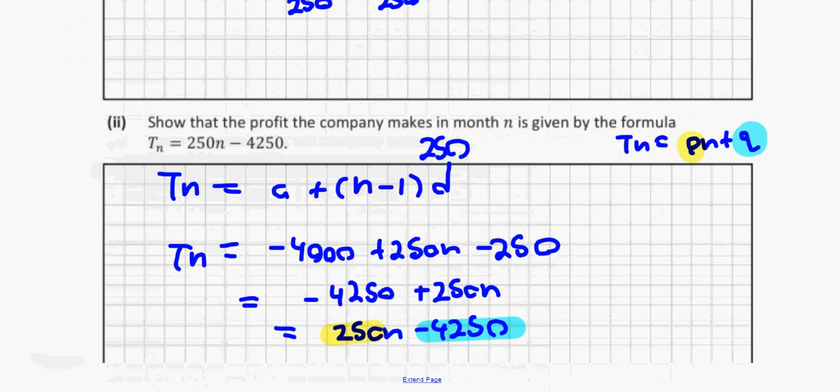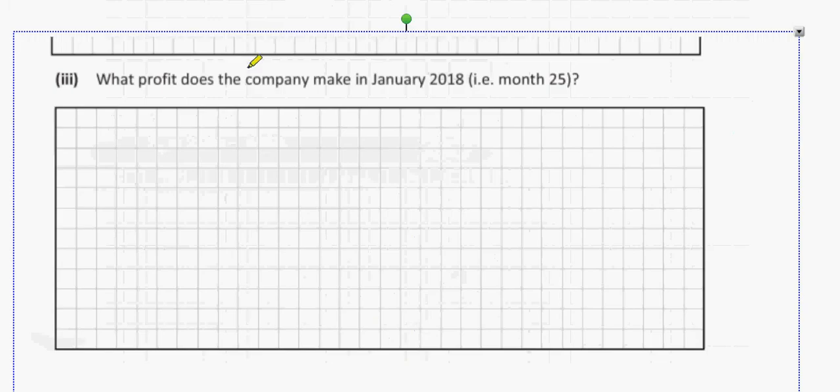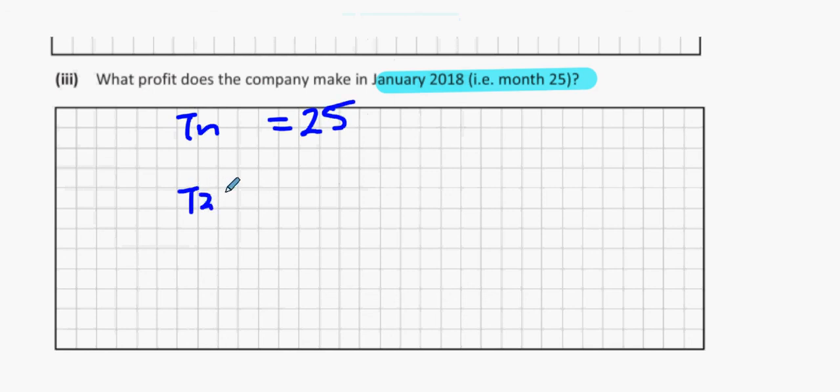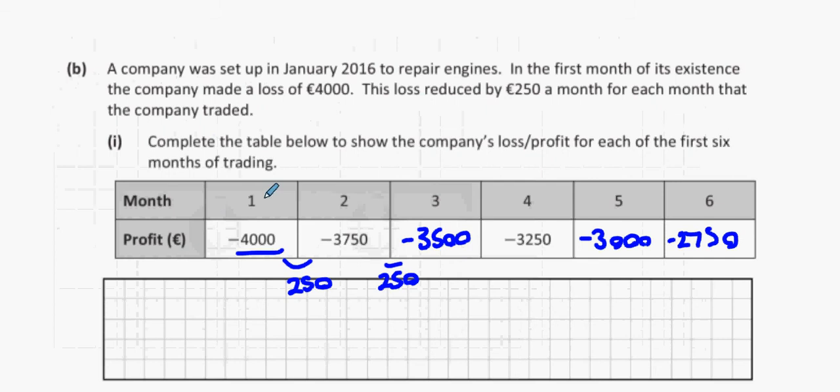Now, how much profit are they making each month? Okay, we got this. Now, what profit does the company make in January 2018? Month 25. Is that Tn equals 25 or is it T25 you're looking for? T25, you got it? T25 is how much did you make in your 25th month. Is that alright? So month 25, that's month 1. So just replace n with 25.